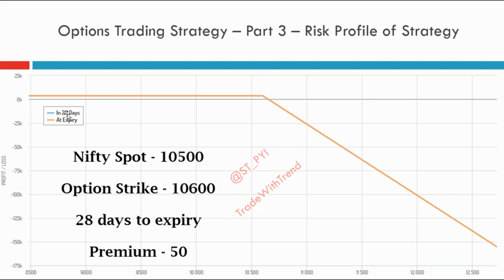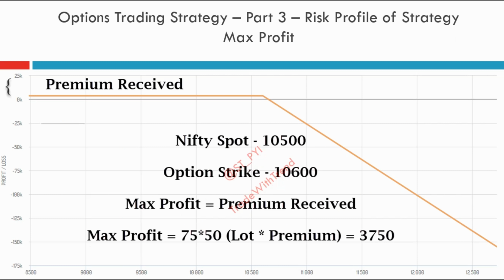This is the risk profile chart of this particular strategy in case you're writing options. I've taken 28 days to expiry, which is a typical cycle. Some months it is 24 days, at times it is 30 days. It depends on how the last Thursday is placed on the calendar. So the Nifty spot is at 10,500, the option strike is at 10,600, it is 28 days to expiry, and the premium is rupees 50. When you write a naked call option, this is the premium that you have received.